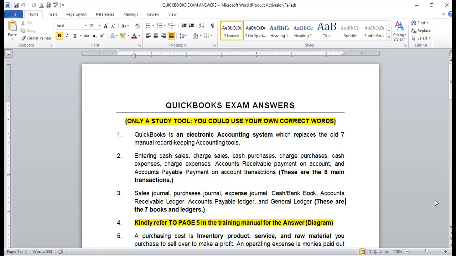So in the meantime, before next class, start doing your studying, because the only output from the course is the exam. The practical is very easy, and the next class will be focusing on entering cash and charge sales, cash and charge purchases, and cash and charge expenses.